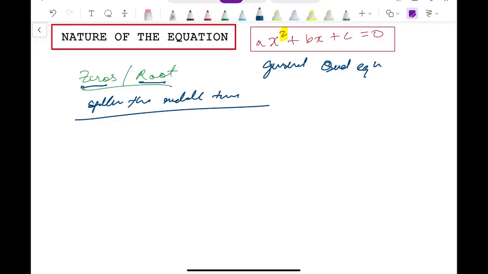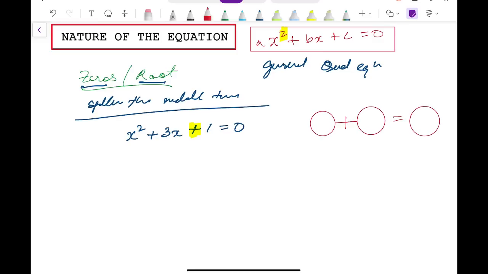So simple. I'll just give you a simple example. x square plus 3x plus 1 is equal to 0. If you also find the root of this, the first thing you need to do is look at this term. If there is a plus sign, you need to find two numbers which add up to the middle number. Middle number here is how much? 3.